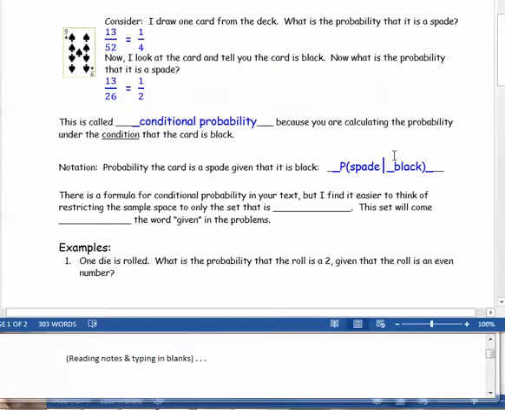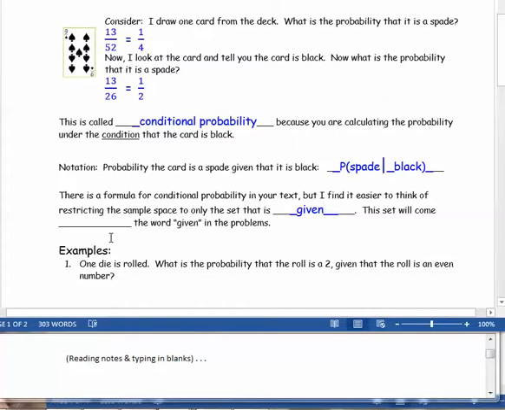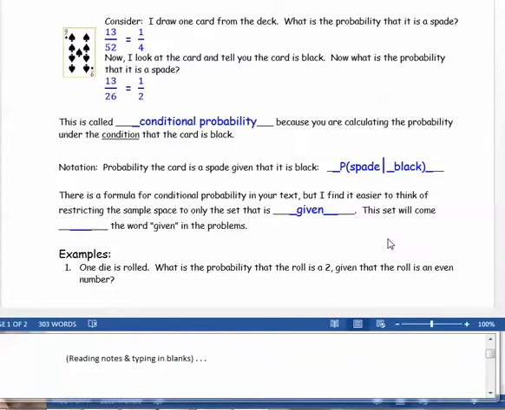There is a formula for this conditional probability in your text, but I find it easier to think of restricting the sample space to only the set that is given. This set, as you read the problem, is always going to come after the word given in the problems.